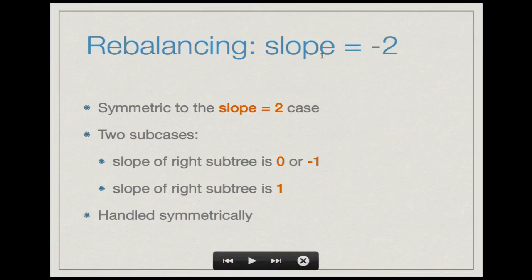Rebalancing for the case when slope equals minus 2 is symmetric to the slope equals 2 case. We have two subcases, one where the slope of the right subtree of the root is either 0 or minus 1, and one where the slope of the right subtree is 1. And the cases are handled symmetrically.